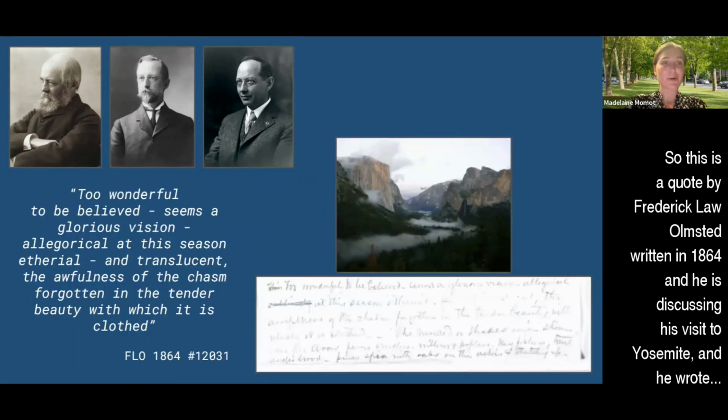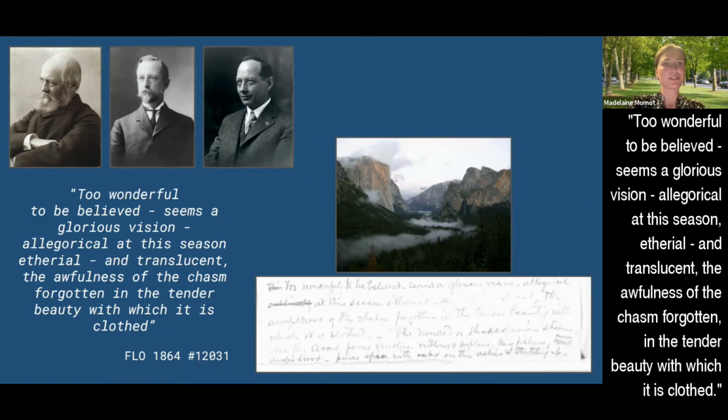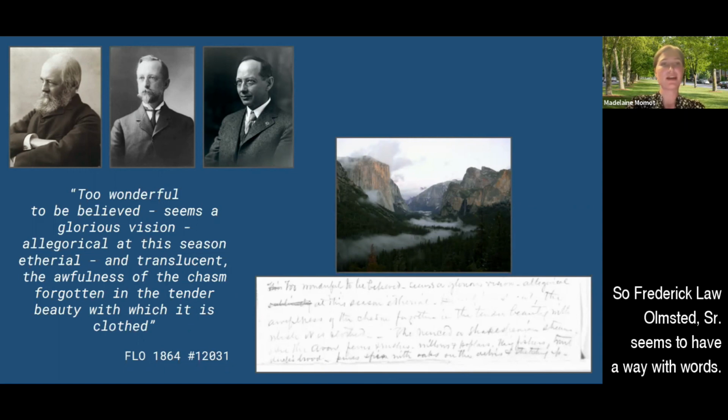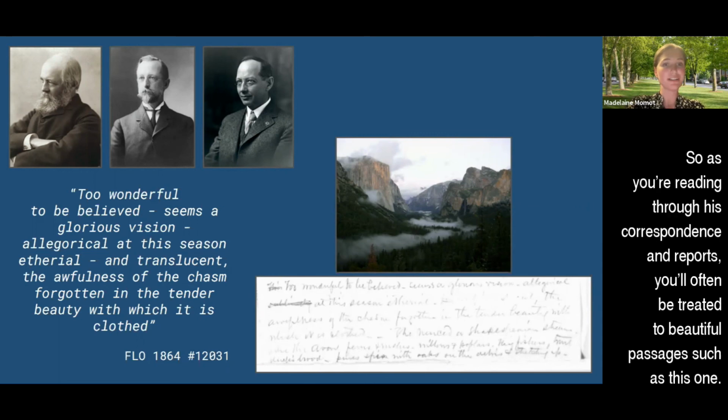So this is a quote by Frederick Law Olmsted, written in 1864, and he is discussing his visit to Yosemite. And he wrote, "Too wonderful to be believed seems a glorious vision, allegorical at this season, ethereal and translucent, the awfulness of the chasm forgotten in the tender beauty with which it is clothed." So Frederick Law Olmsted Sr. seemed to have a way with words. So as you're reading through his correspondence and reports, you'll often be treated to beautiful passages such as this one.